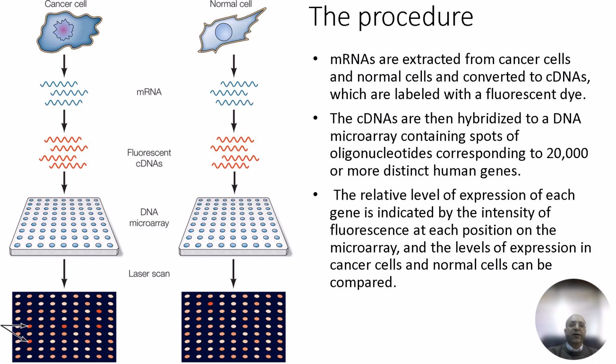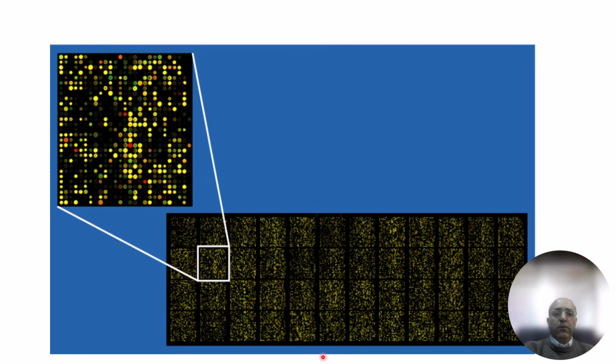So that's the idea. So here we have just zoomed in on the microarray. So you can see the different colors that can be generated. Now each dot right here indicates a specific gene, a probe for a specific gene. Okay, so you can see how meticulous this technique is.